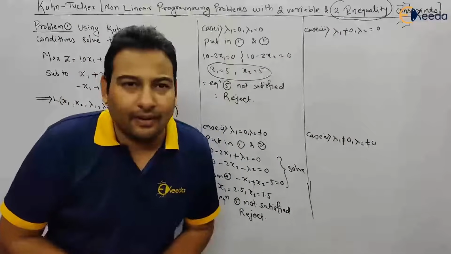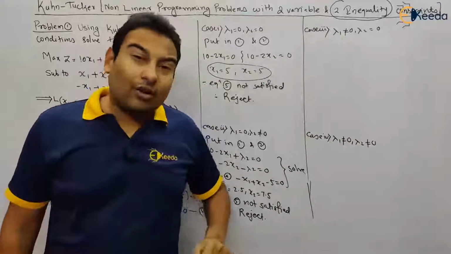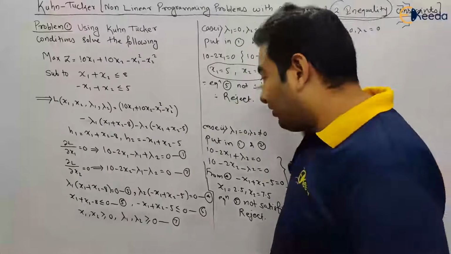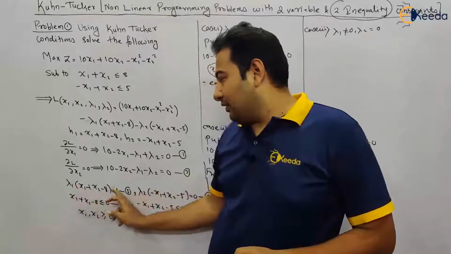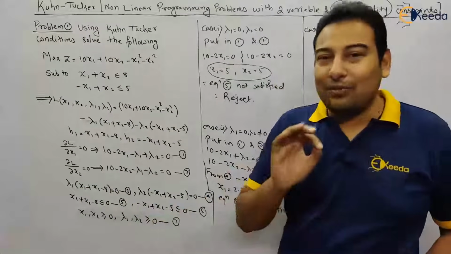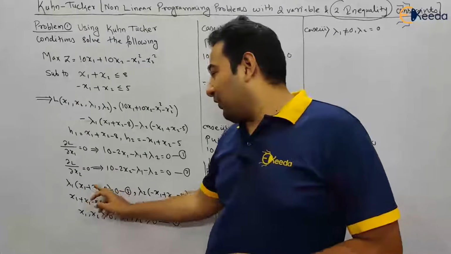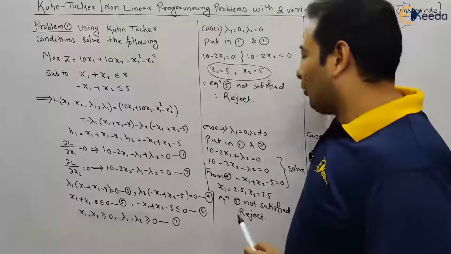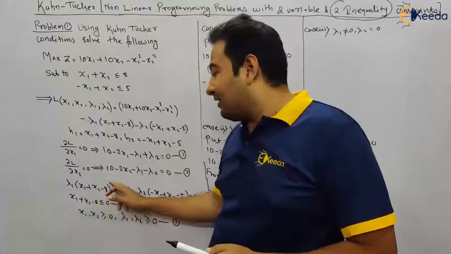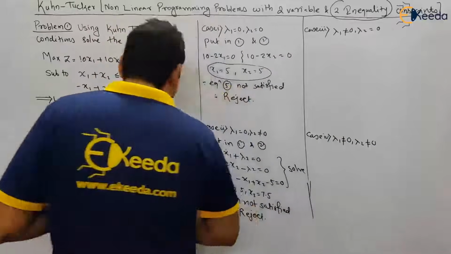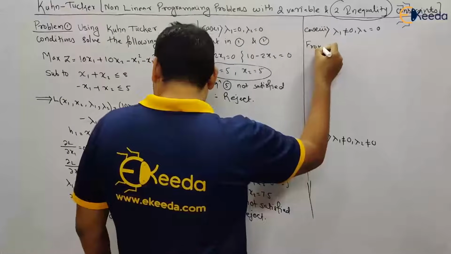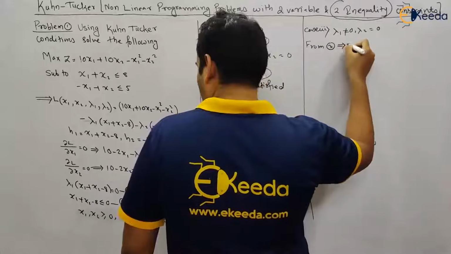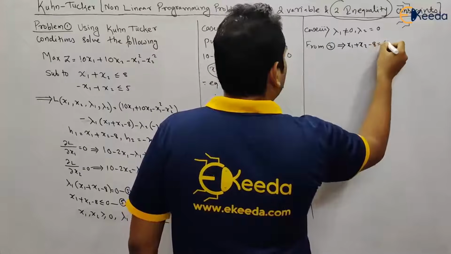Now please tell me, lambda 1 not equal to 0. What does this mean? From where are we going to get the equation? See here, lambda 1 is not equal to 0. What does this equation mean? This equation means either lambda 1 is 0 or this particular equation is 0. It's clearly given in the problem that lambda 1 is not 0. So if lambda 1 is not 0, what does this indicate? This particular equation is 0. That is, from 3, x1 plus x2 minus 8 equal to 0.